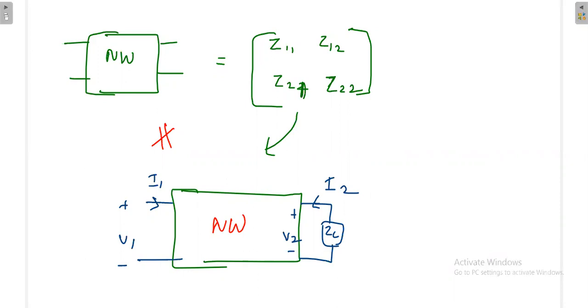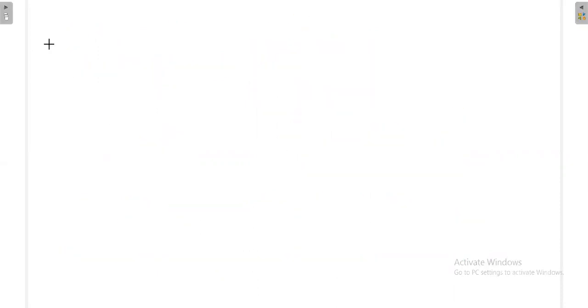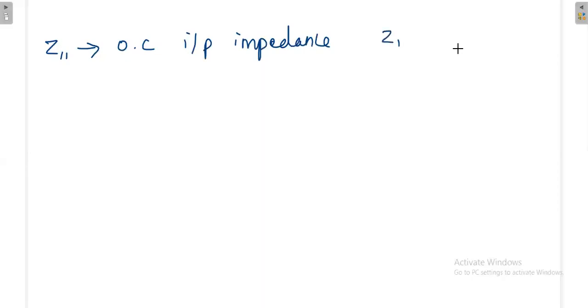Again, what is this Z11? Finally, Z11 is called the open circuit input impedance. Open circuit, because we are doing the open circuit at the output side, then we are measuring the input impedance. That is Z11 is equal to V1 by I1 when I2 is equal to 0. So we are not simply measuring V1 by I1, we are measuring V1 by I1 by opening the output terminal. That's why this is called the open circuit input impedance.